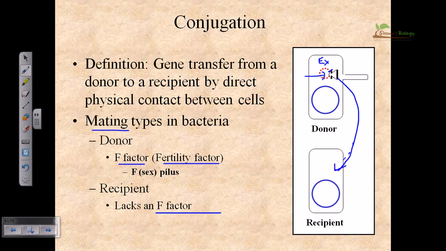Now this F factor has another important function: F factors can produce the sex pilus. What we can see here is that only the donor can form this pilus, which is a tunnel made by the pili proteins. This tunnel is made only due to the presence of this F or fertility factor. Without this fertility factor, we cannot produce this sex pilus, as you can see in the case of recipient cells.